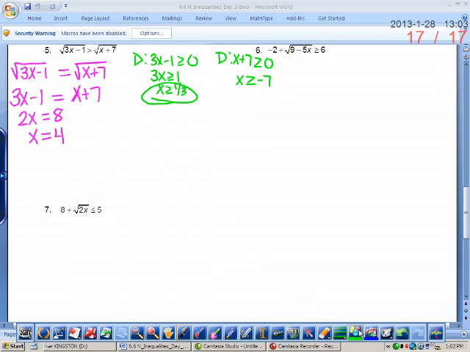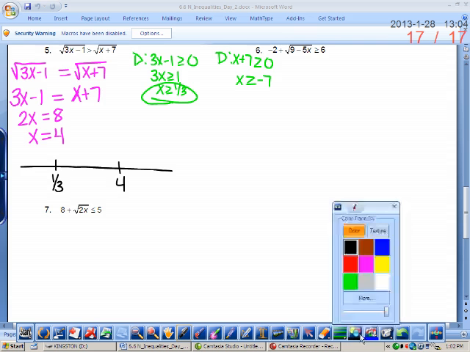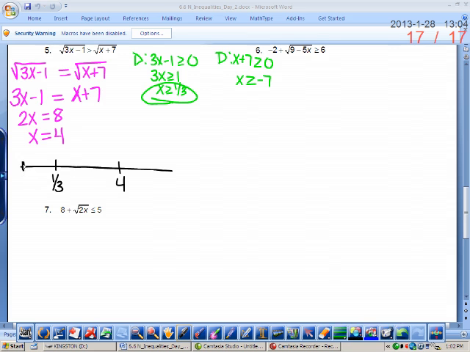So when we plot our number line, the only domain we're concerned with is the greater than or equal to 1/3. Does that make sense why I'm only choosing that one? It's okay to say no. No? Okay. So let's plot both of these domains.